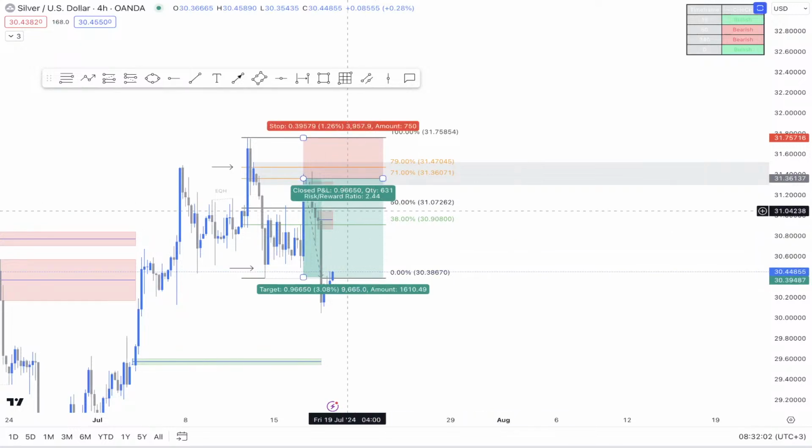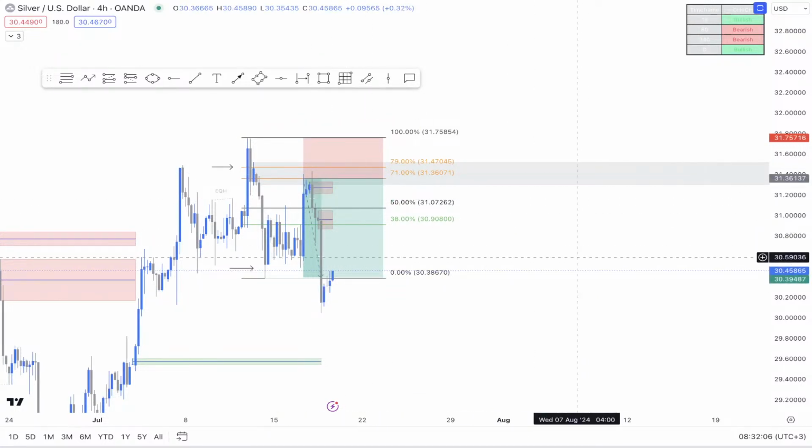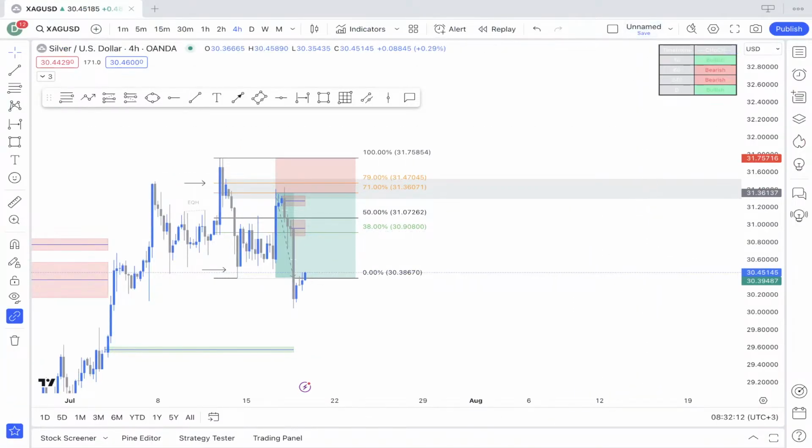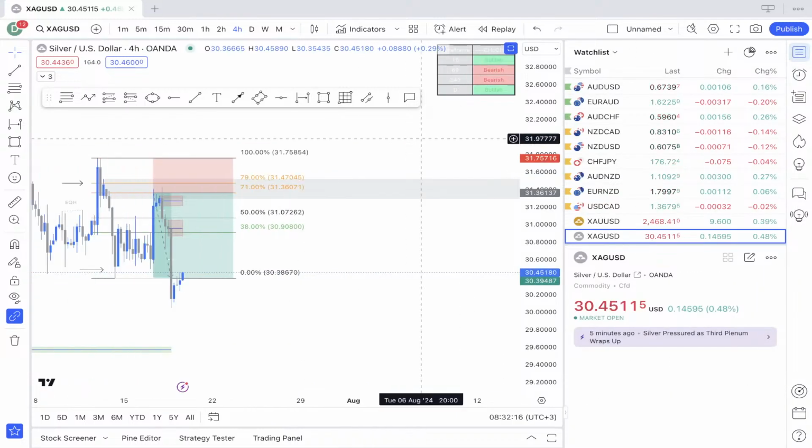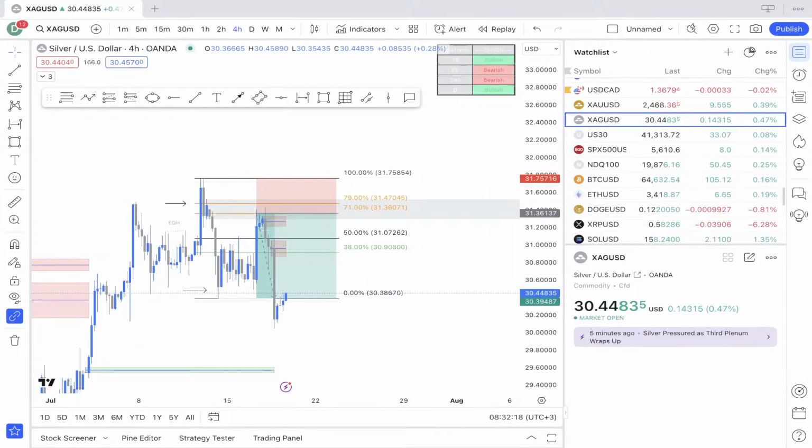What a beautiful setup. It triggered our first entry and then boom, it went straight into profits, smashing all of the targets. And yeah, this was literally my thought process behind it. And on that note, we'll end the metals analysis right here for today. As always, if there's any other questions, make sure to reach out on Discord.